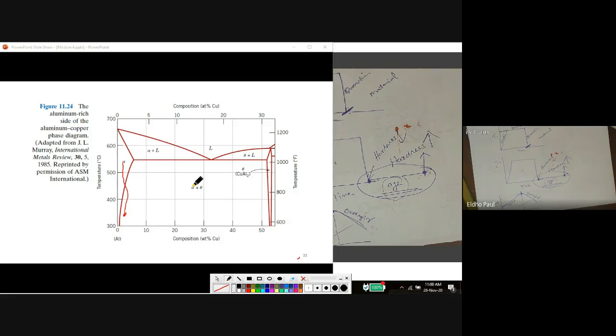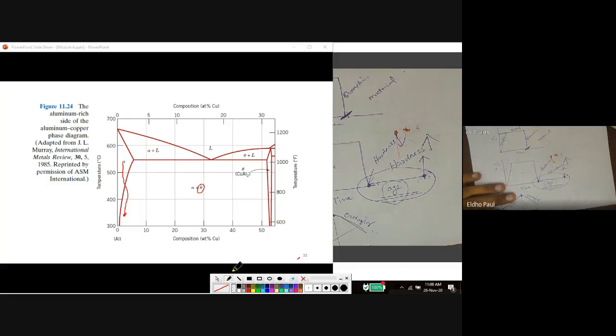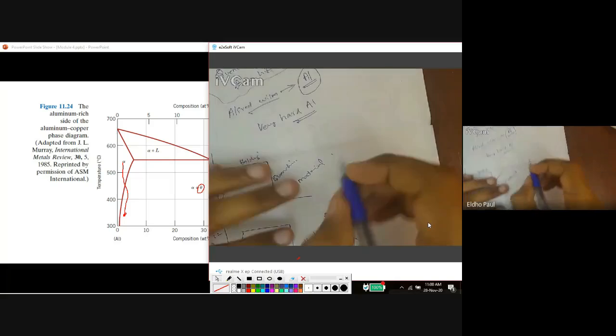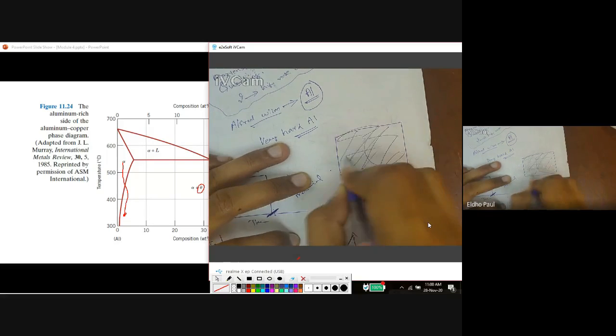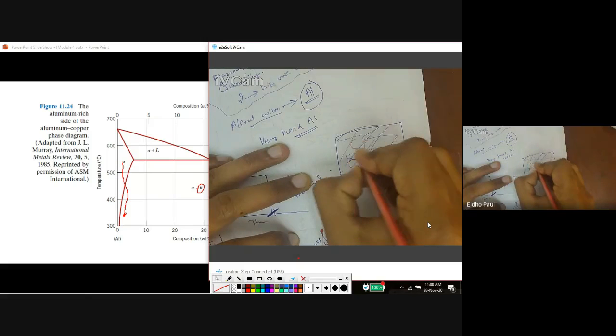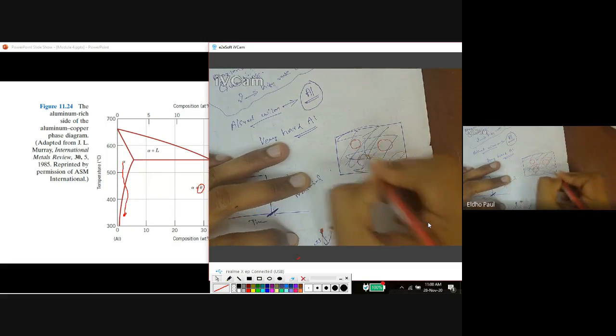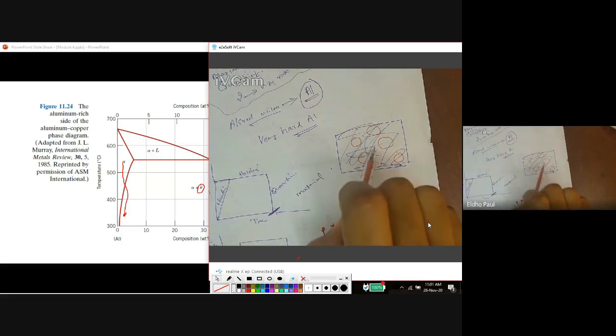Okay. So actually, in this process with slow cooling, the line crosses alpha plus theta. But with slow cooling the problem is that the theta phase size will be very big. So with a slow cooling rate, this will be the matrix. Here we have alpha. In that alpha, we have coarse grains of theta. We will get coarse grains of theta.